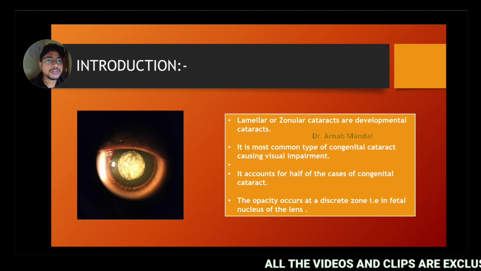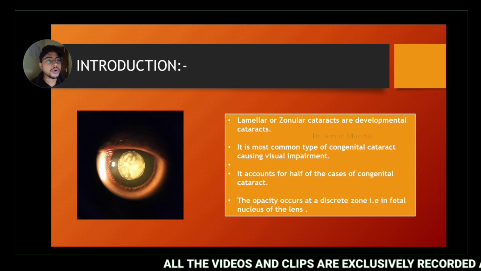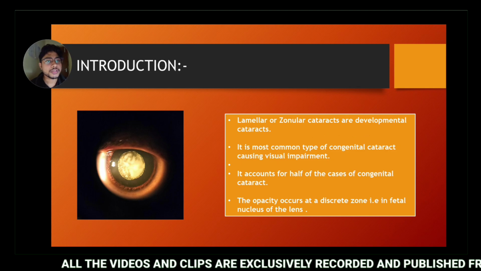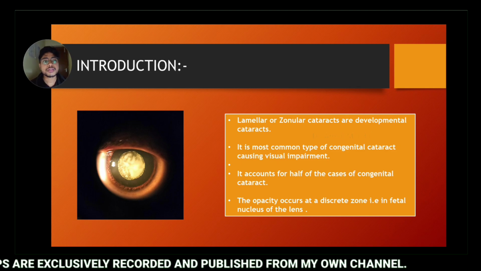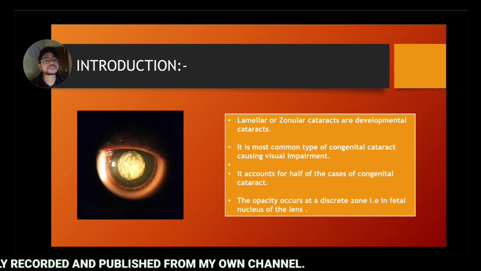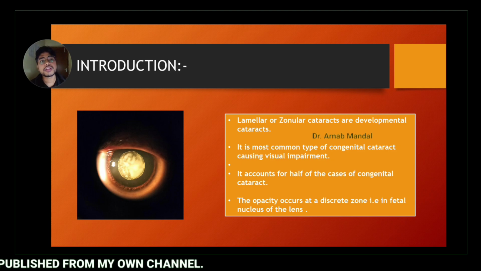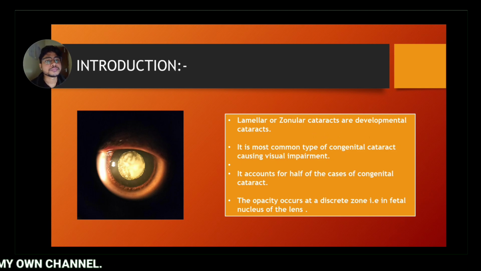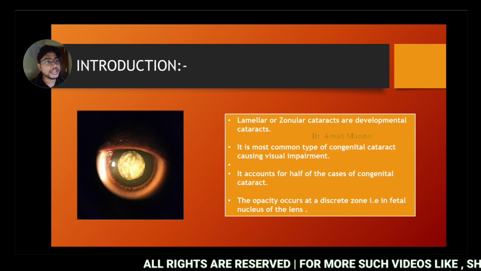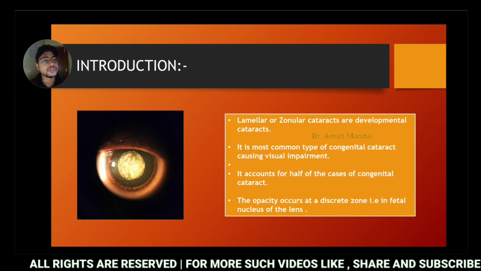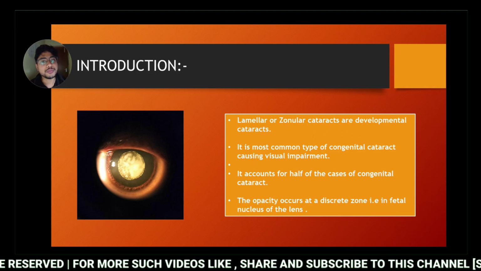So the introduction, here we start. Lamellar or zonular cataracts are developmental cataracts. It is the most common type of congenital cataract causing visual impairment. It accounts for half of the cases of congenital cataract. The opacity occurs at a discrete zone, that is the fetal nucleus of the lens, that we have read in the previous slide. You can check if you want to know again regarding the anatomy of the lens.